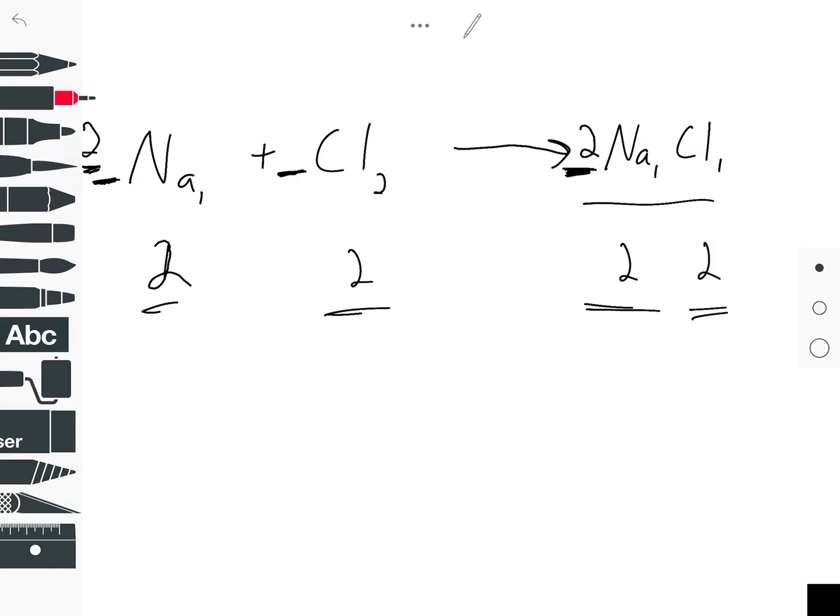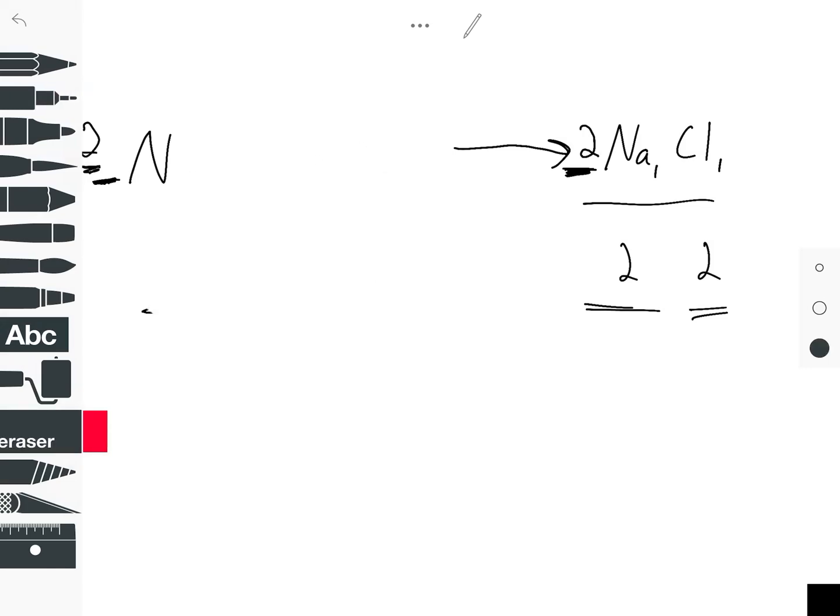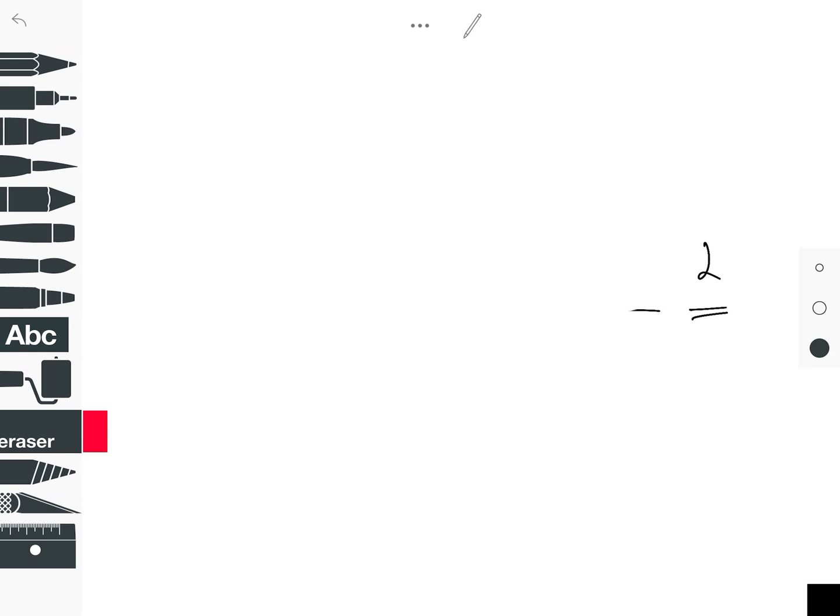Let me do another one for you. Okay, I pulled one up on my computer, so let me find it again. Okay, this one is going to be a little bit weirder for you. Okay, so it's going to be P plus O2. Remember that oxygen always forms a molecule with 2 oxygen atoms.